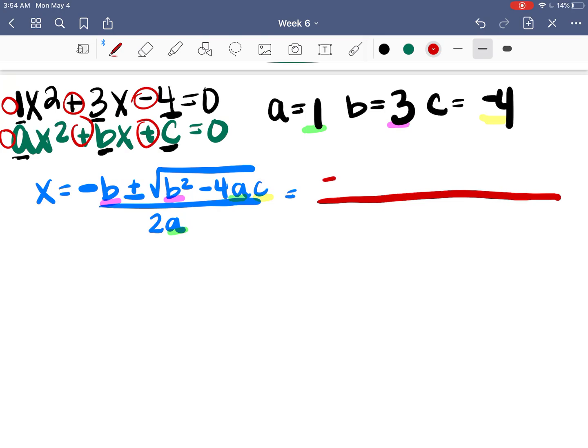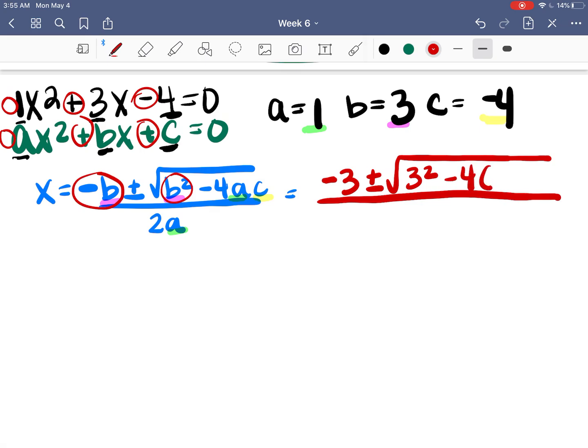Where we see the negative b, it means that we're going to do the opposite of our b, opposite of our middle term. So right now we have a positive 3. What is the opposite? It is to put a negative 3. The opposite of b, plus or minus the square root of the middle term to the second power, which is 3 squared, minus 4 times our a, which is our first term, times our last term, which is our c, all over 2 times a, 2 times our first.